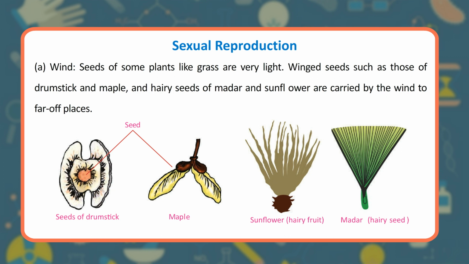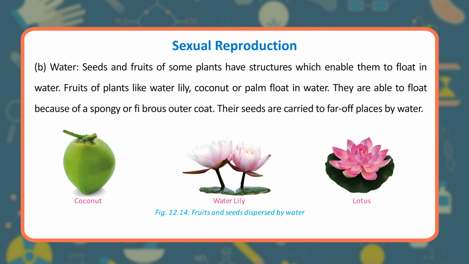Wind. Seeds of some plants like grass are very light. Winged seeds such as those of drumstick and maple, and hairy seeds of madar and sunflower are carried by the wind to far-off places.